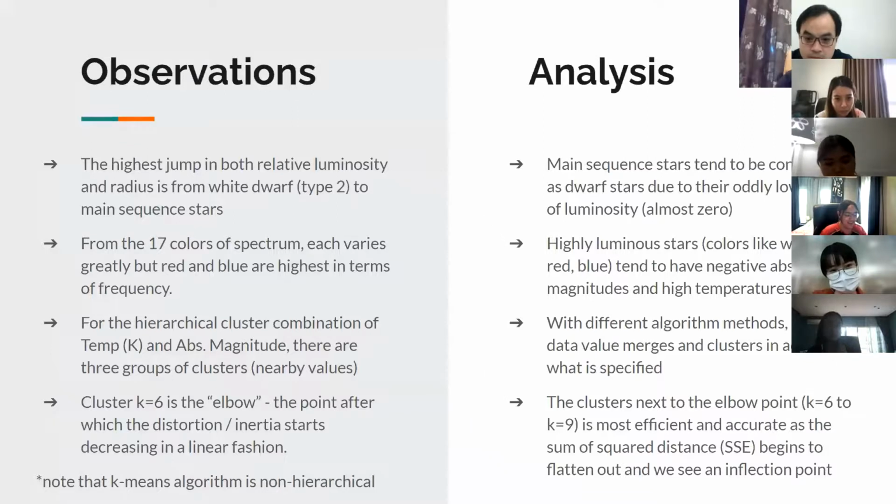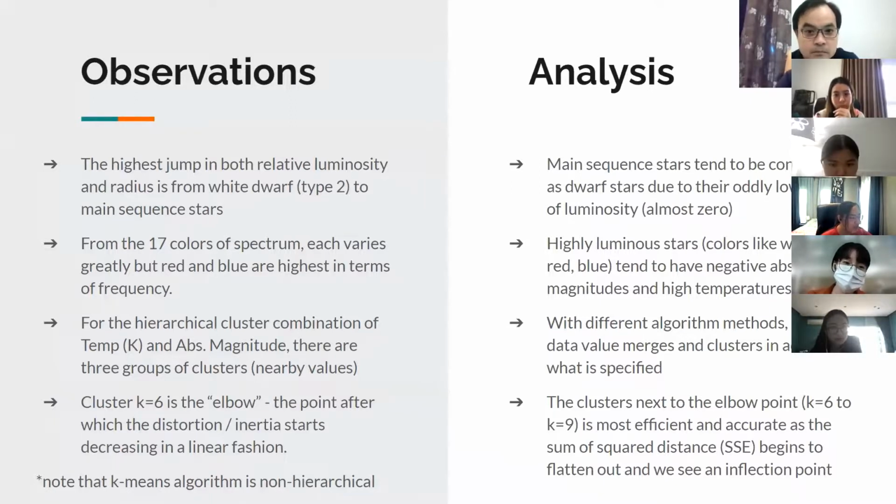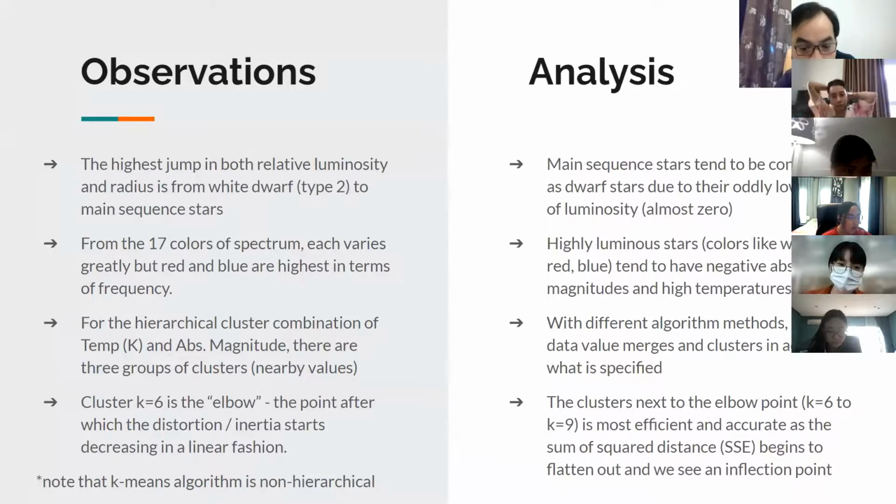The key findings are as shown here, and note that K equals 6 is the elbow point where the inertia starts to decrease in a linear fashion, as previously shown in the demo. Based on the observations, I've analyzed that highly luminous stars tend to have negative absolute magnitude and high temperature. And for the clustering, neighbor points to the inflection point are also considered to be almost as efficient, which is why K equals 6 to K equals 9 are the best selections.